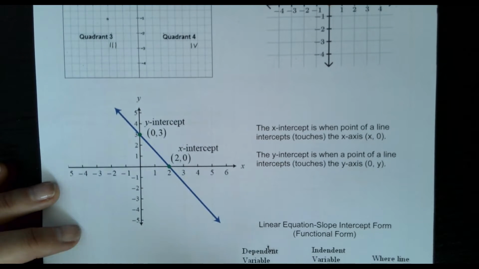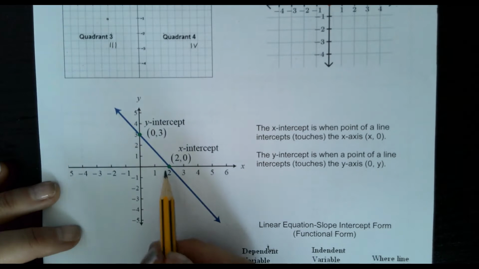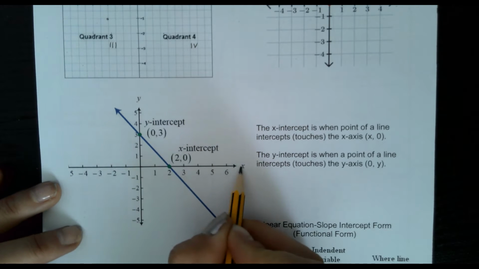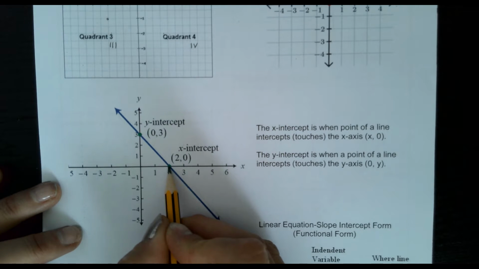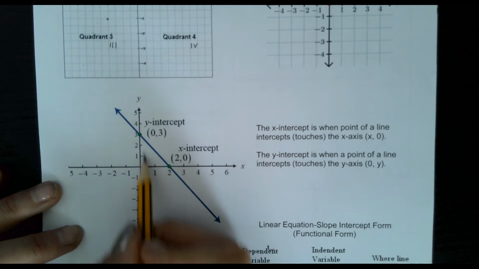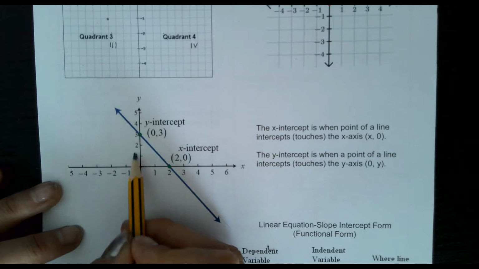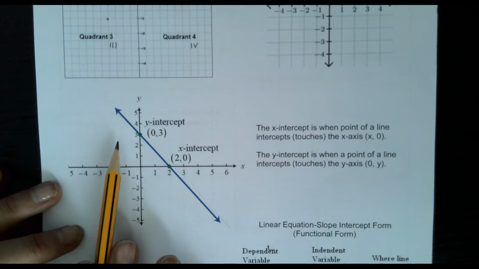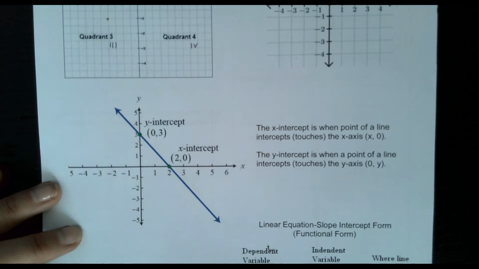Okay. When we have a line and it intersects or touches the x-axis, we call it the x-intercept. And when this line touches the y-axis, it's called the y-intercept. So you need to know x-intercept and y-intercept. It just means where do they touch the x and y-axis.